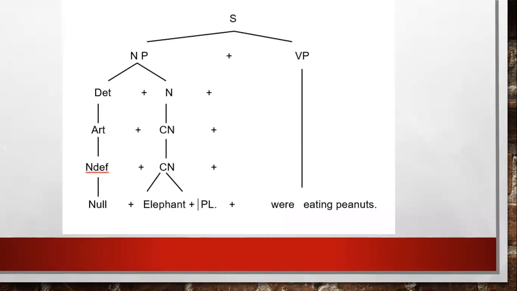We have NP, the noun phrase, the determiner plus a noun. The determiner is the article, non-definite, but now it is null. Null means that you don't write it. You don't write the article. This is the example that I gave you, no? Elephants, plus the plural: elephants were eating peanuts.